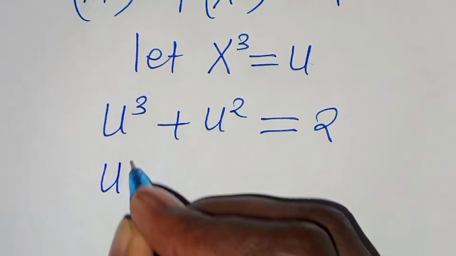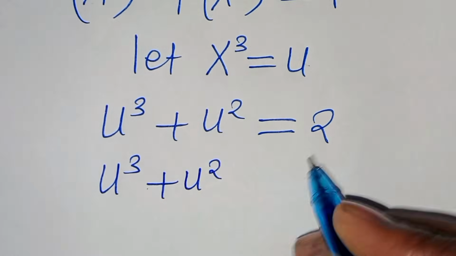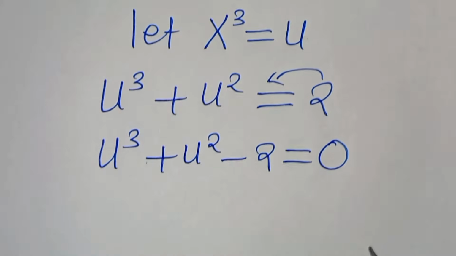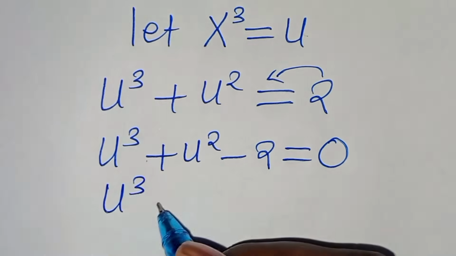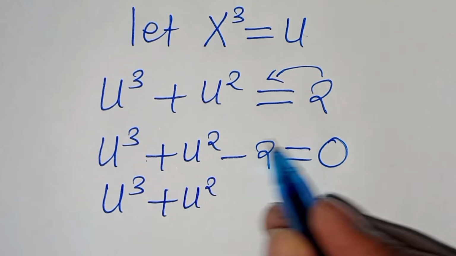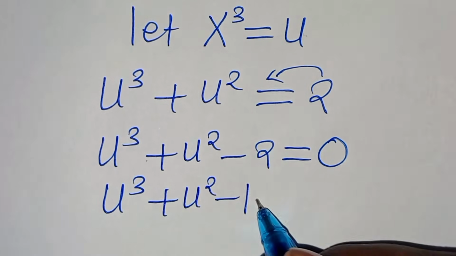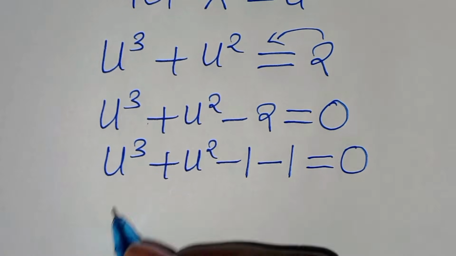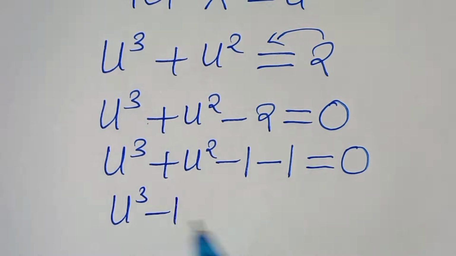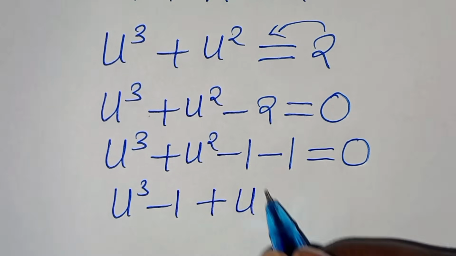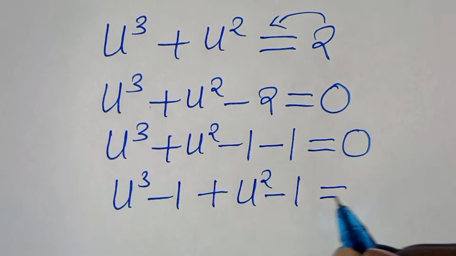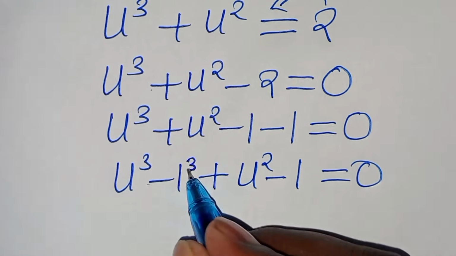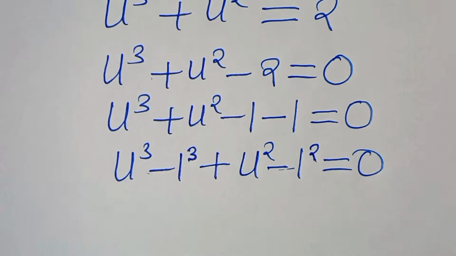So we have u to the power of 3 plus u to the power of 2. Let's take 2 on the left hand side, so this is minus 2, equal to 0. So this is u to the power of 3 plus u to the power of 2 minus 2, which you can express as minus 1, minus 1, equal to 0. Now this is u to the power of 3 subtract 1, then plus u to the power of 2 subtract 1, equal to 0. We can express this as u to the power of 3 minus 1 to the power of 3 and u to the power of 2 minus 1 to the power of 2.